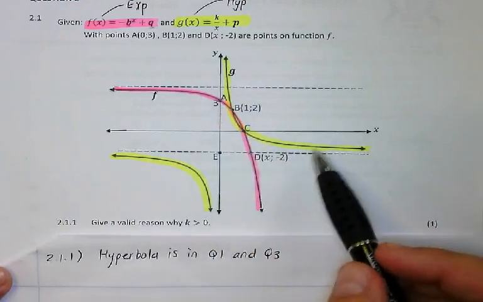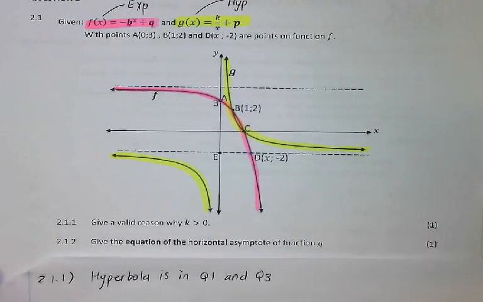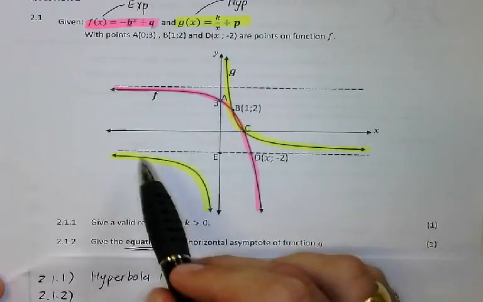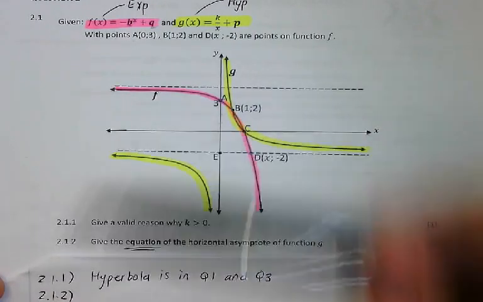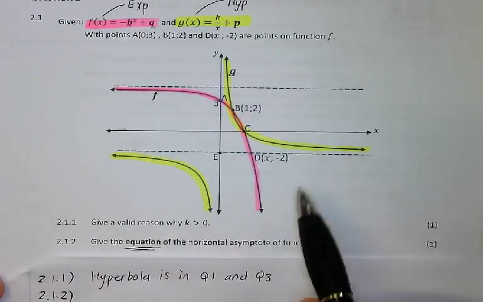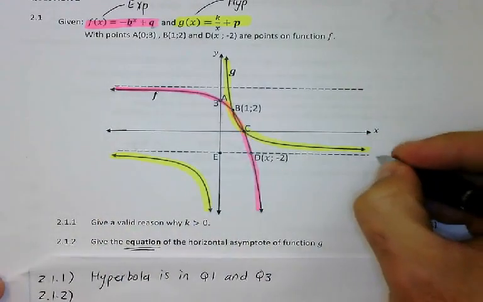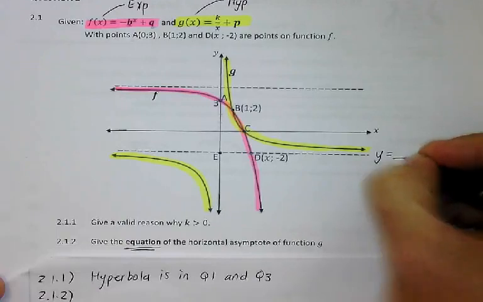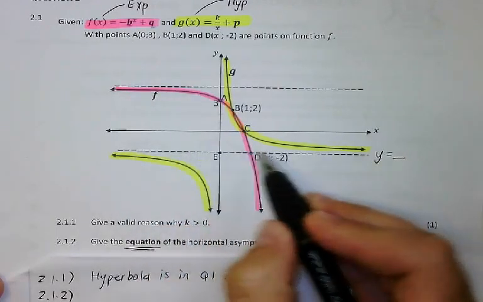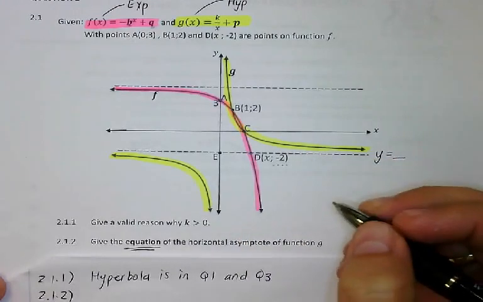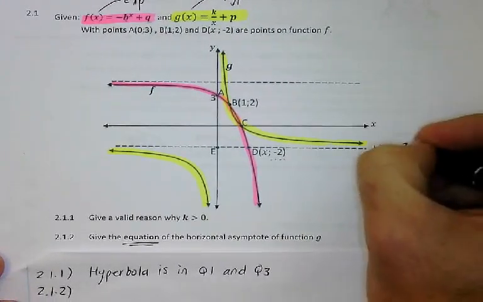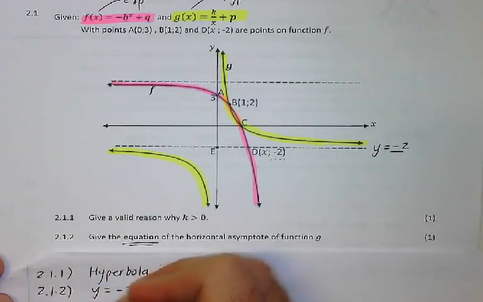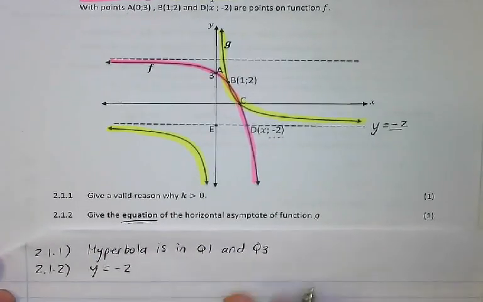Moving to question 2.1.2. Give the equation, and they've made that word bold, of the horizontal asymptote of the function g. So g is our hyperbola, and the horizontal asymptote is the dotted line that the hyperbola cannot cross. Remember that all horizontal lines are in the format y equals constant. So the constant value here is given by the negative 2 as part of D's coordinate. So our answer is y is equal to negative 2, which is the equation of the horizontal asymptote of our yellow g hyperbola.